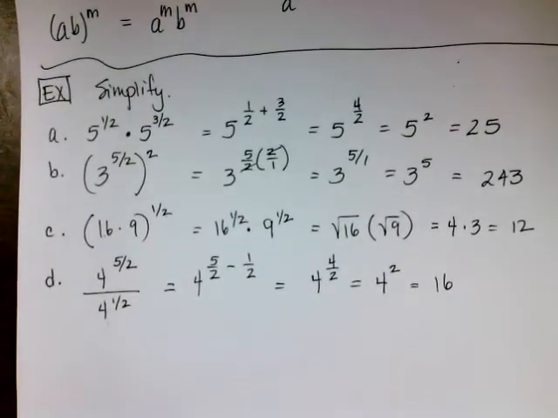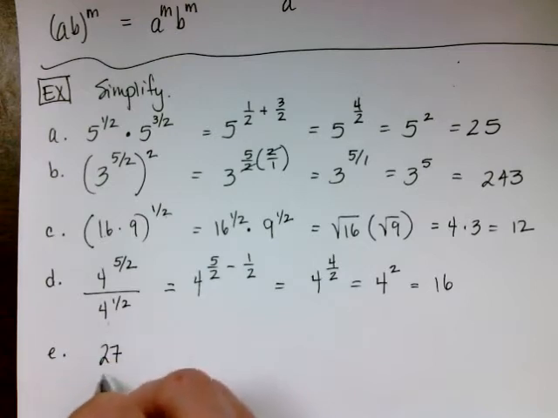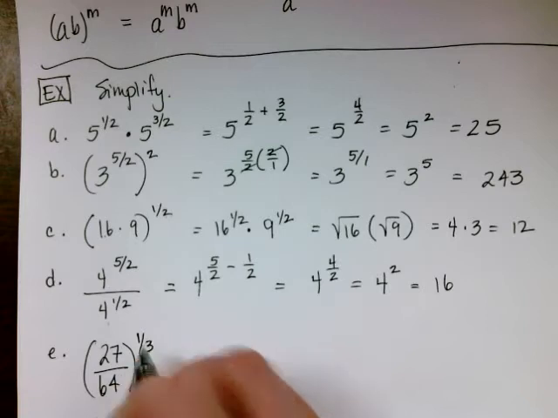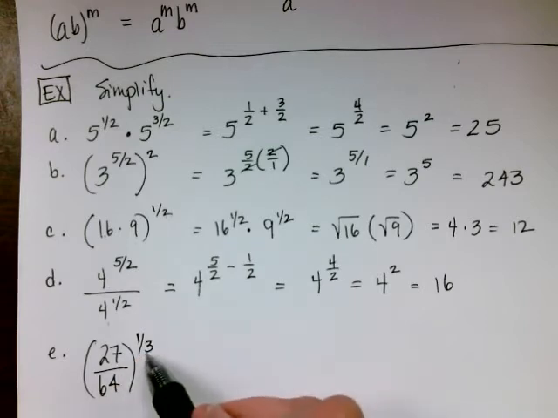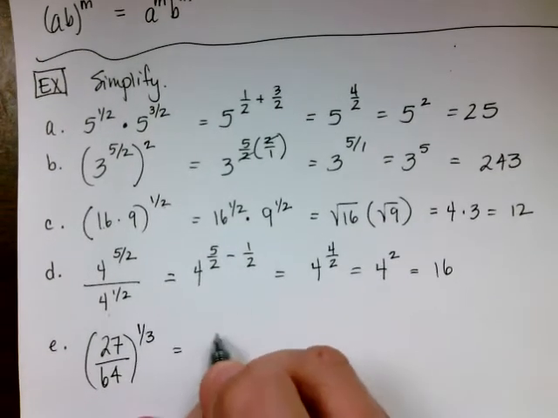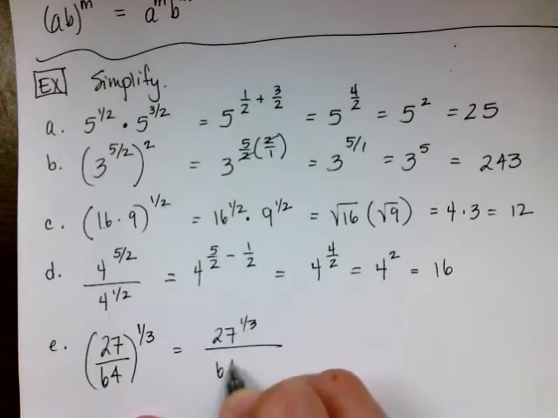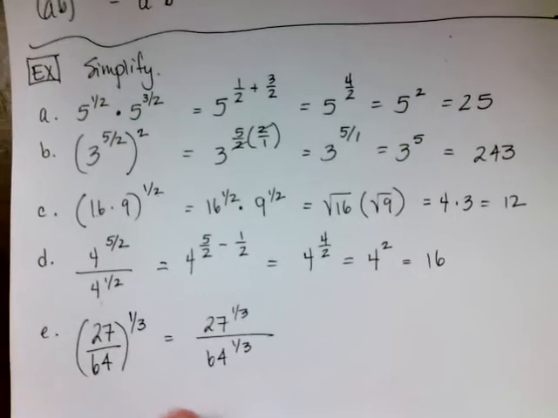And then our last example of these is going to be 27 over 64 raised to the 1/3 power. Remember, this 1/3 applies to the 27 and to the 64, so I'm going to rewrite it as 27 to the 1/3 power over 64 to the 1/3 power.